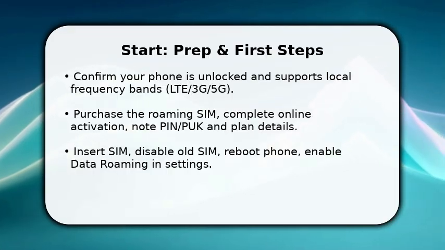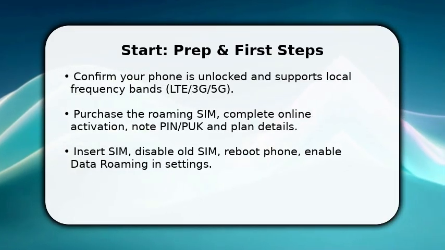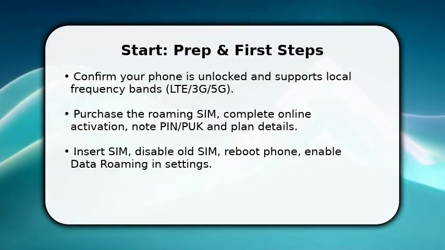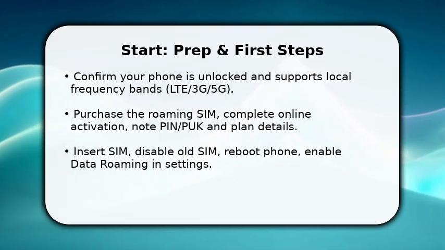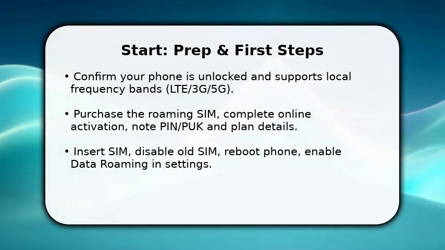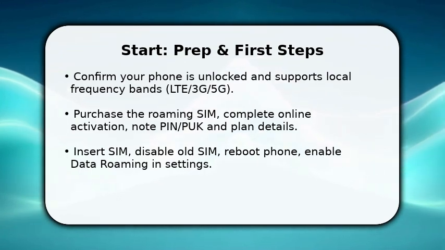Insert the roaming SIM, remove or disable any other SIM, and reboot. Then go to Settings and enable data roaming so the device will accept foreign networks. This first setup gets you on the air immediately and prevents basic registration failures.